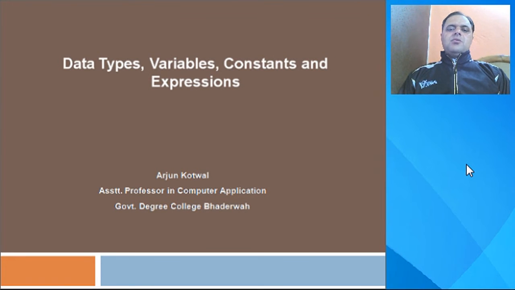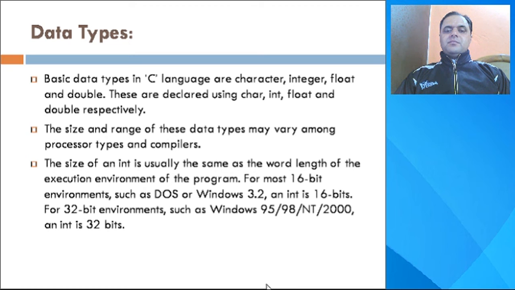Hello students, today's lecture is data types, variables, constants and expressions. So we will discuss these one by one. What is a data type? Basic data types in C language are character, integer, float and double. So these are the basic data types in C.